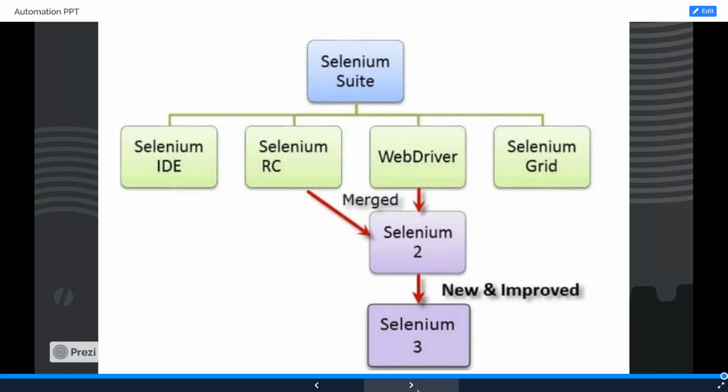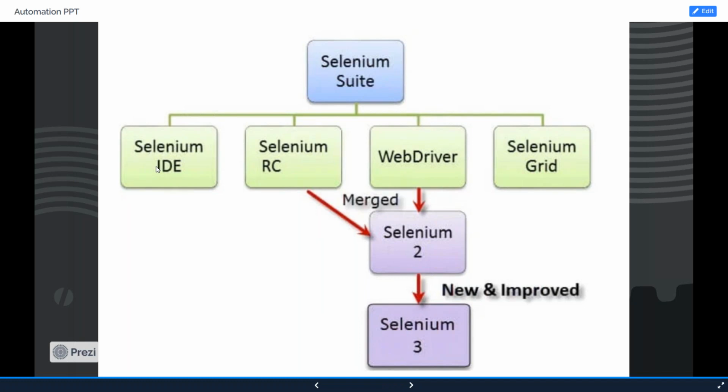So sometimes people ask you about Selenium Grid during interviews. But this is the whole Selenium suite family: Selenium IDE, Selenium RC, Selenium WebDriver and Selenium Grid. Clear? Yes, sir.